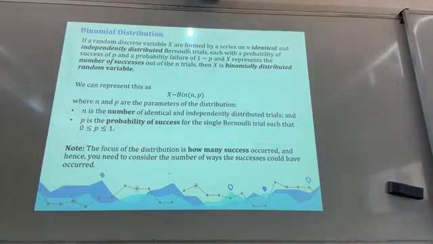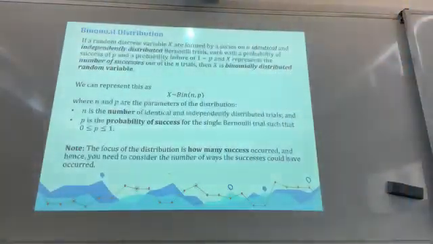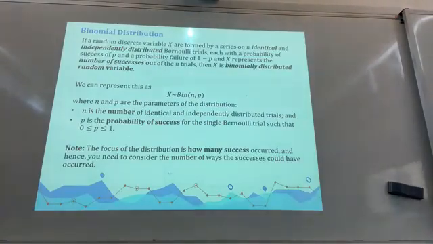You have 4 questions, 1 trial. Okay, no, it's 1 success or 2 successes, or 3 successes. You're answering 4 questions, and you're picking 2 correct, or 3 correct, or 1 correct. Right? So it's like how many you get correct. So the focus of the distribution is how many successes occur, and hence you need to consider the number of ways the successes could have occurred. That's important. So out of 4, you may have 2 correct, you may have 3 correct, you may have 1 correct.